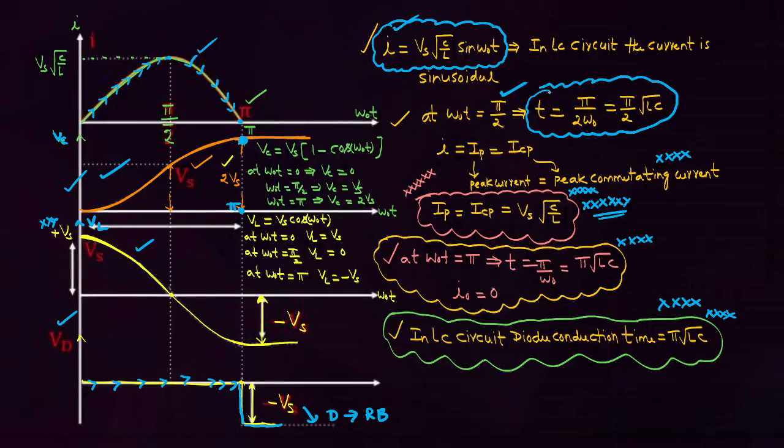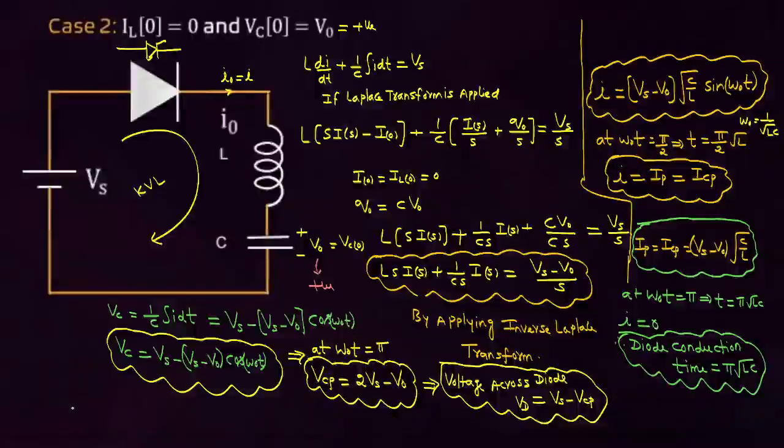Very important observations. Current expression. At what time or at what angle is the current maximum? What is the expression for peak current? At what angle is the current 0? How much angle will the device conduct? To how much peak value is the capacitor charged? 2 Vs. Why is the capacitor overcharging here? Because the energy stored in the inductor is transferred to the capacitor. At that point you have to concentrate.